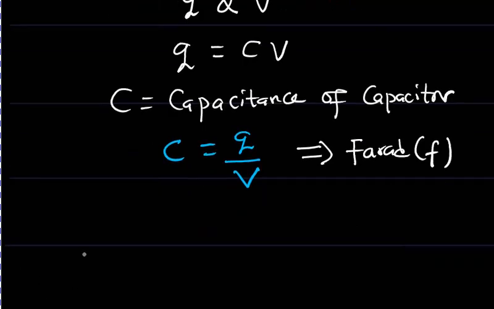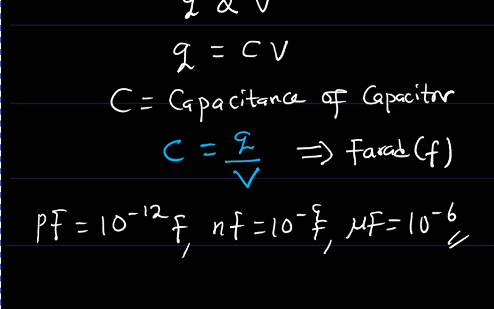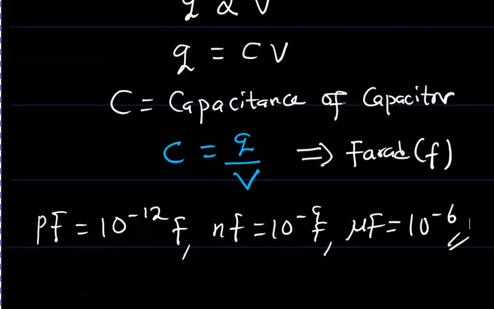There are smaller units, because of course we have the picofarad. Once you see the prefix pico, that simply means 10 raised to the power of minus 12 farad. We have the nanofarad, nF, that is 10 raised to the power of minus 9 farad. Then we have the microfarad, μF, which is 10 raised to the power of minus 6 farad. Then we have the milli, and so on and so forth. So please take note of that.